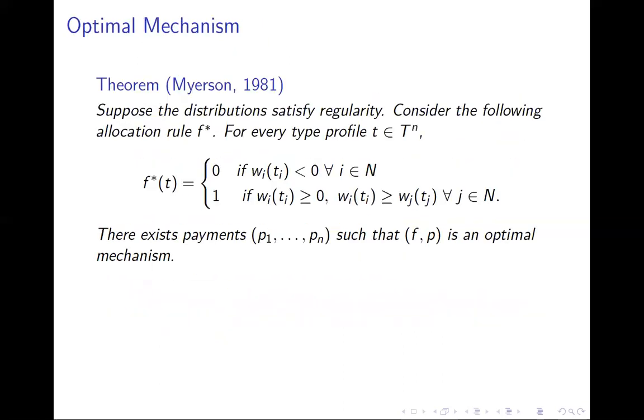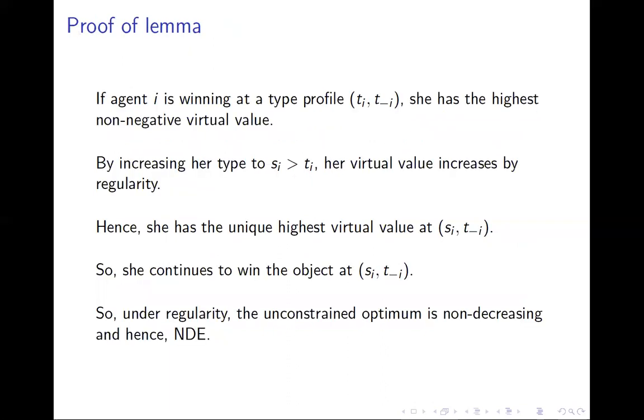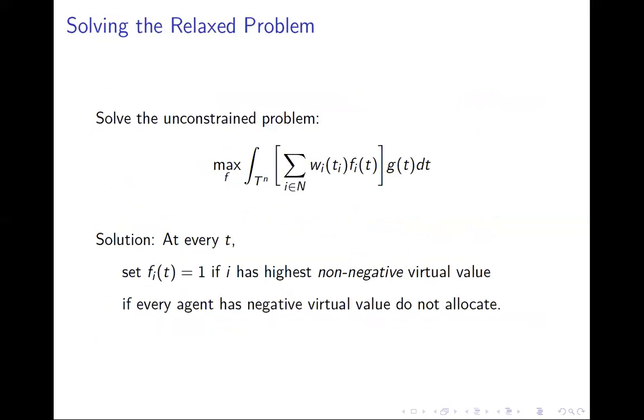Okay. Sir, how are we breaking the ties? That's not going to matter much because remember, it's all continuum, this type space. So whichever way you break the ties, it's not going to affect the revenue because all these ties will occur at zero measure type profiles. So in expectation, it won't contribute to the revenue. So if there are ties, if there are multiple agents who have the highest non-negative virtual value, you can just give it to any one of the agents. That's okay.